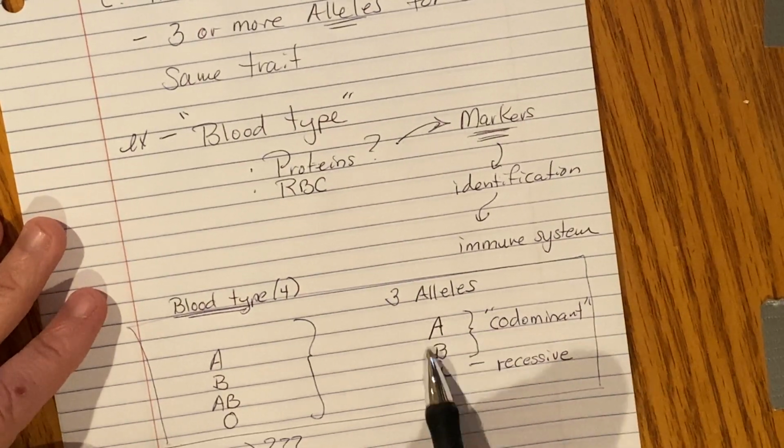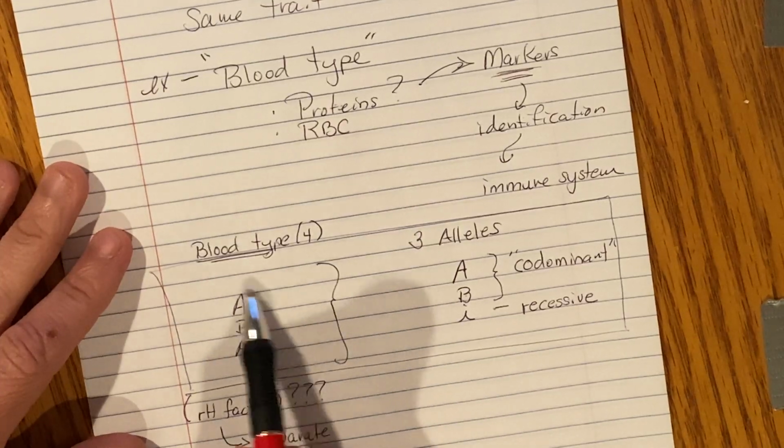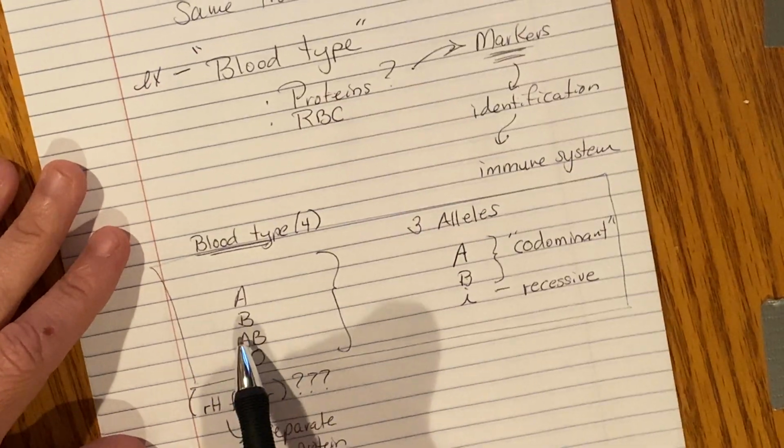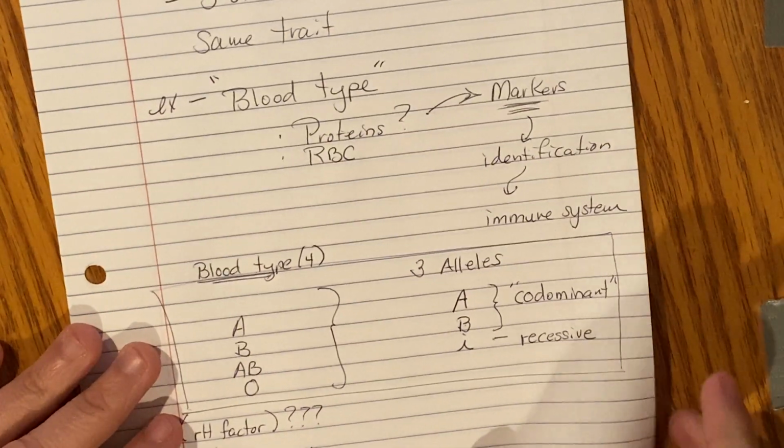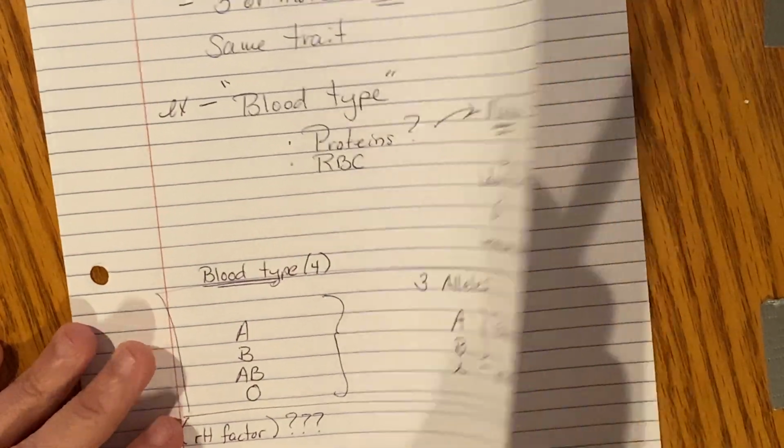Look at this, 3 alleles. And instead of getting 2 outcomes, look what we get. We get 4 outcomes. Now to really understand blood typing, we're going to go to a little chart here. I'm going to start this chart, and then you guys are going to finish it, okay?